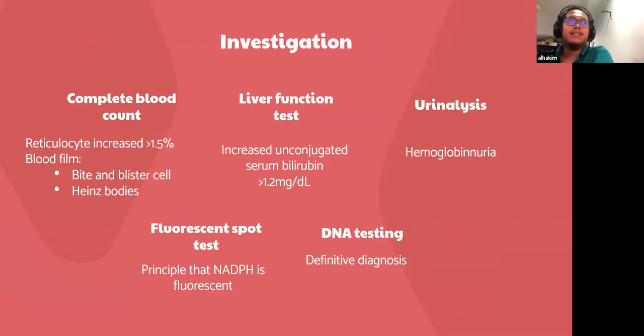Okay, next is the investigation. We must do the complete blood count. Must, not can. Of course, the hemoglobin level will be low, and reticulocytes increase to compensate for the red blood cells that are lost.